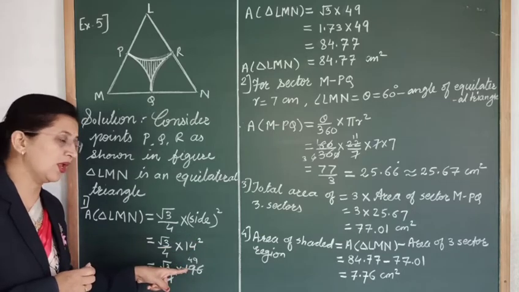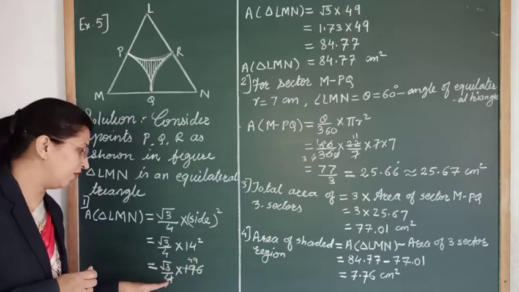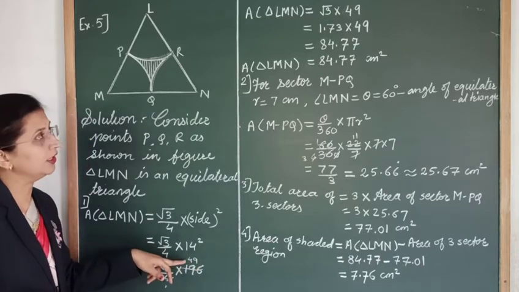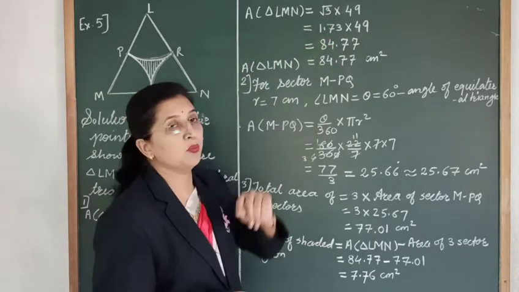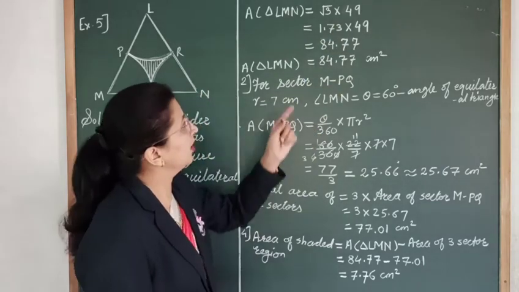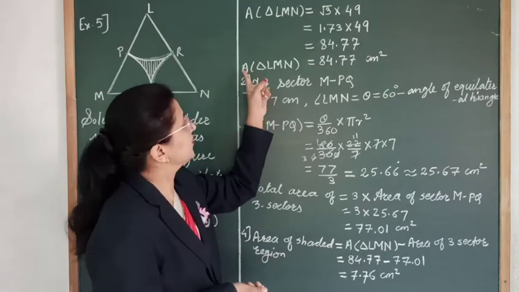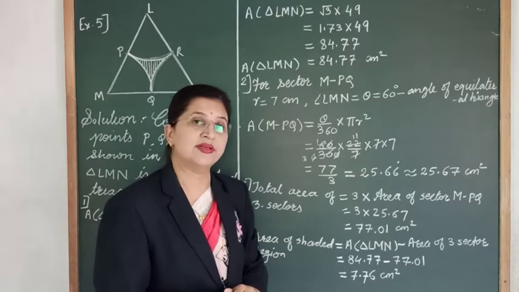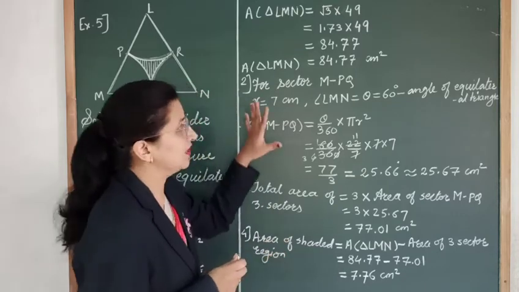The square of 14 is 196. Dividing 196 by 4, we get 49. So root 3 into 49. Here we take the value of root 3 as 1.73, which gets multiplied by 49. The product will be 84.77. In this way, the area of triangle LMN is equal to 84.77 square centimeter. So we got the answer for the first question.